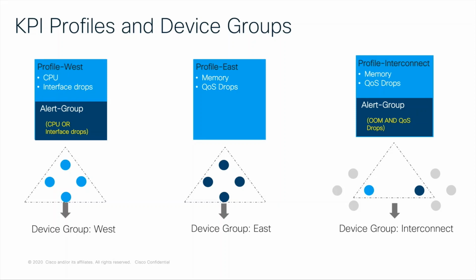You can create an alert group on top of this KPI profile, which is typically a composite KPI alert. What are composite alerts? Composite alerts are where you create a Boolean logic of the KPIs that are a part of this particular KPI profile. In this case, it's CPU or interface drops. Whenever there is an alert on the CPU usage, or if there is an interface drop, you would get an alert. A simple example is: give me an alert when CPU is above 50% and memory is above 50%. That's when you would get an alert. This is a pretty powerful tool to get the alerts and take corrective actions.